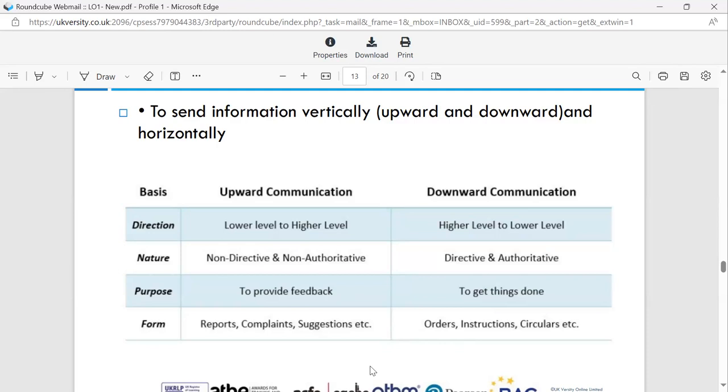So downward communication is when communication originates from the top of the hierarchy of the organization and trickles down to the bottom. Let me just give you an example, from the CEO down to you. Yes, that's downward communication.